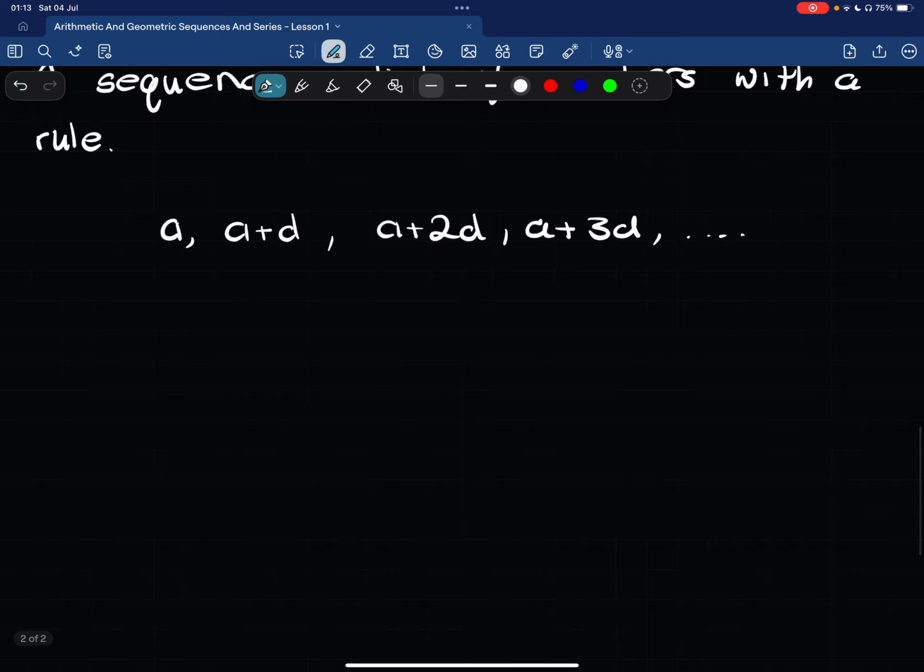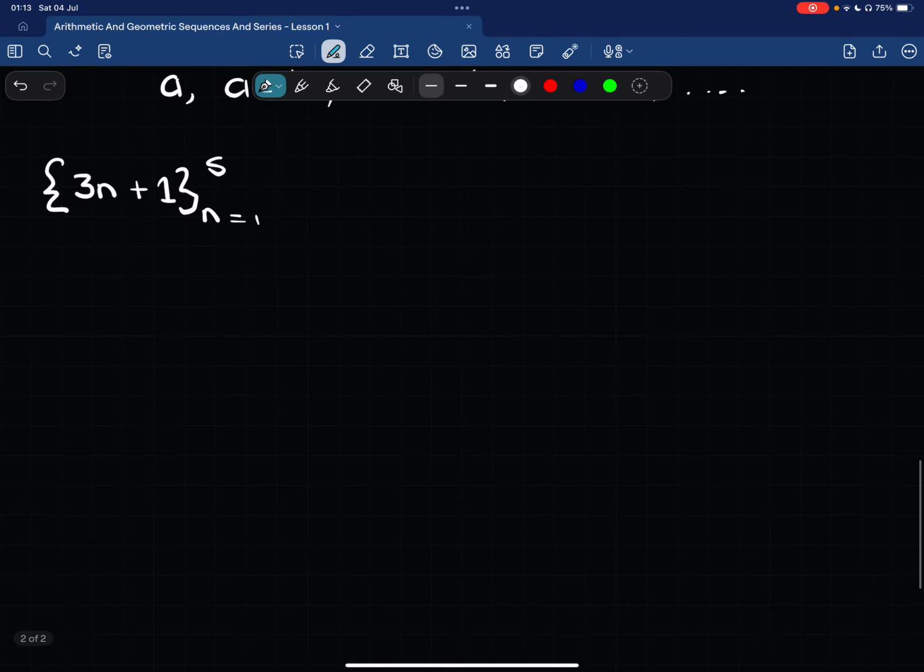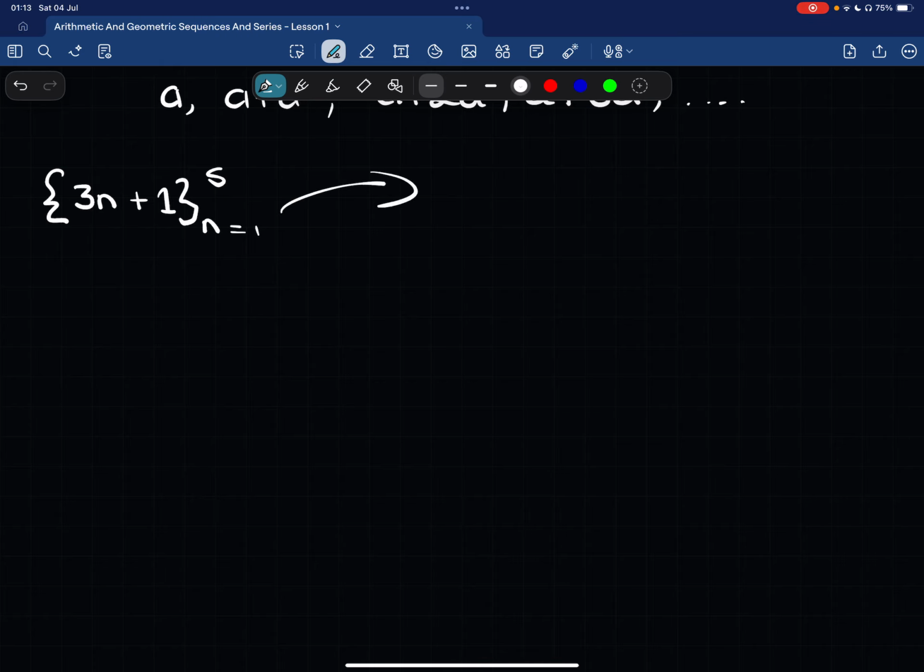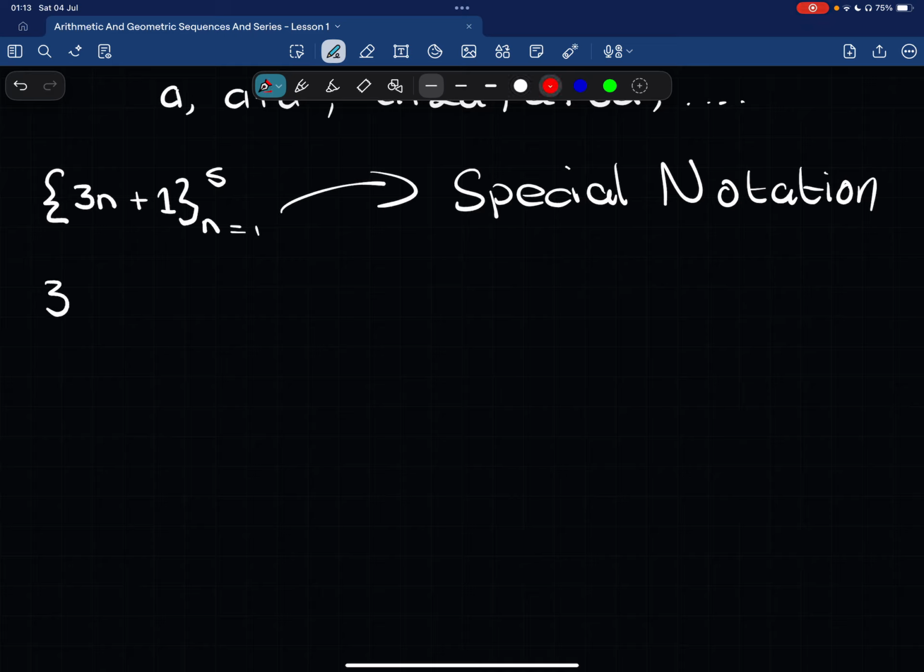An example of an arithmetic sequence is as follows: 3n plus 1 from n equaling 1 to 5. So this is just some special notation to show that we are creating a sequence. To create this sequence, we just plug all of these values into n.